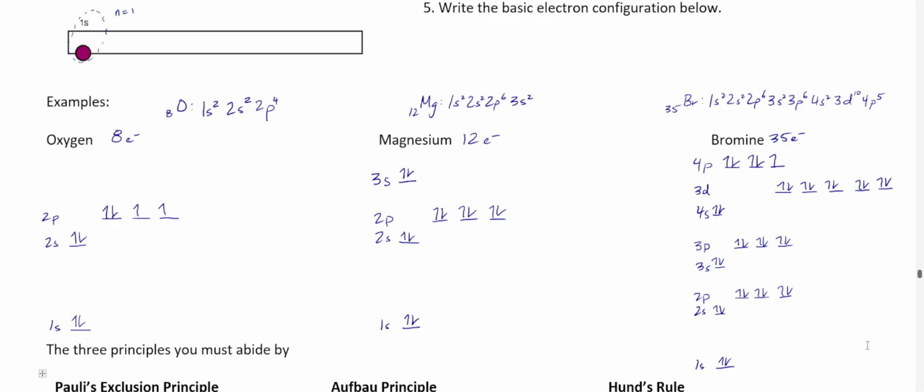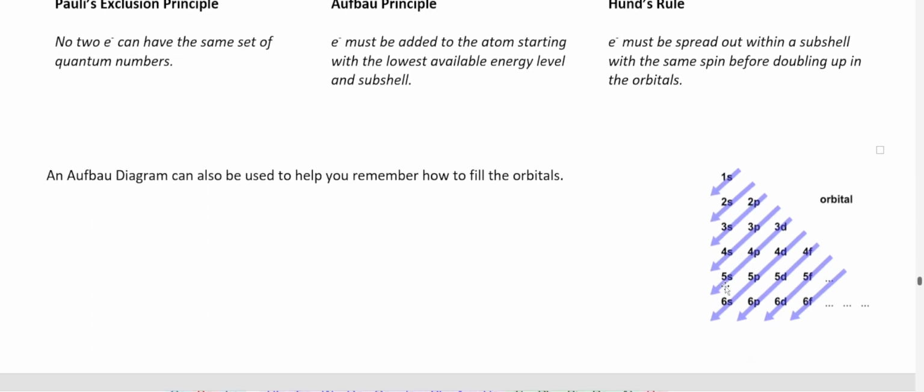So typically, I find that students can manage to do this pretty well on their own. But if you need a memory aid, this can help if you want to draw this out for yourself. You do 1s, 2s, 3s, 4s, 5s, 6s, then the p's, then the d's, and the f's, and then you draw arrows to show the order in which you fill the subshells.